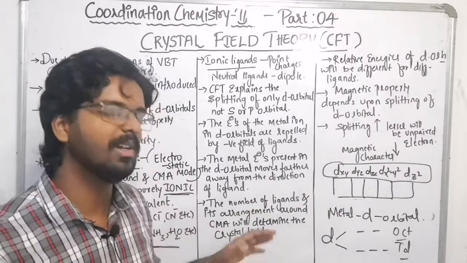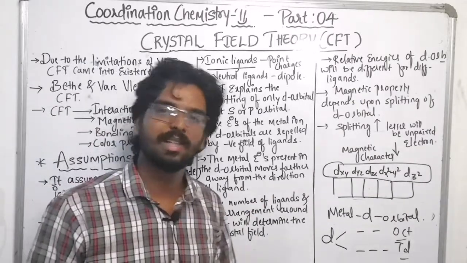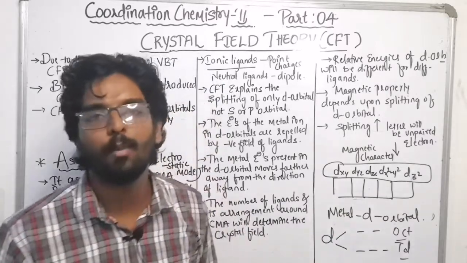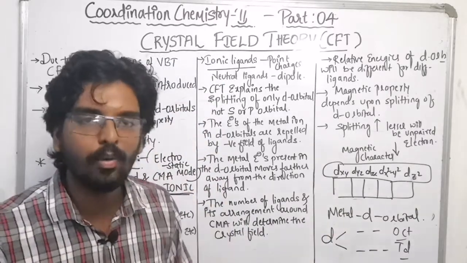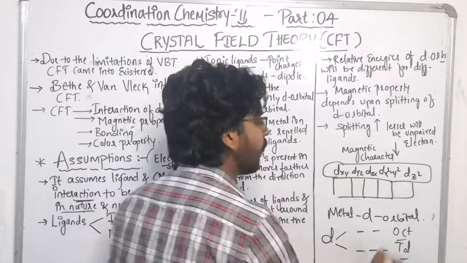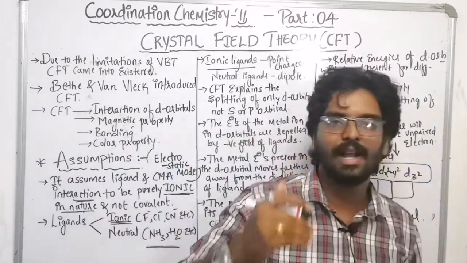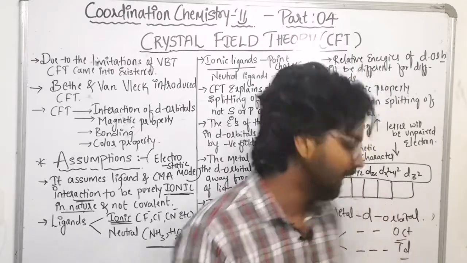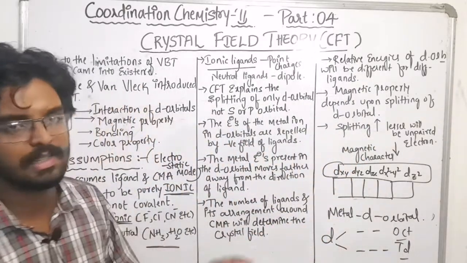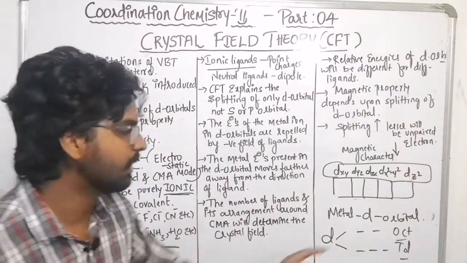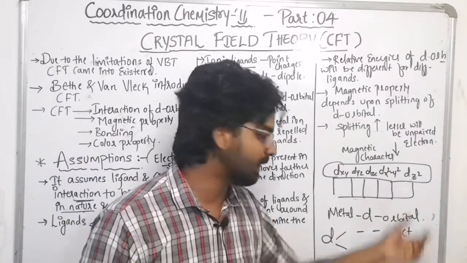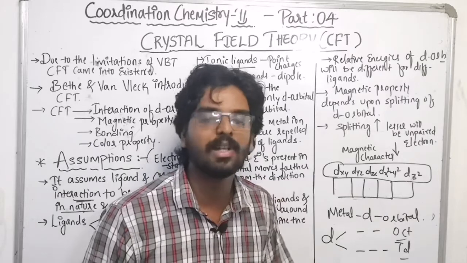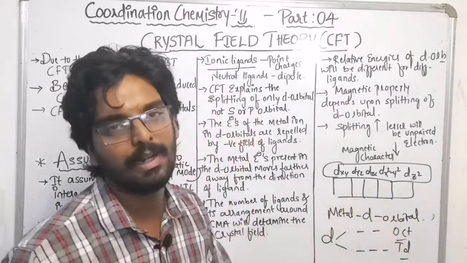So now we are only discussing the assumptions. In the next part we will discuss the splitting of the d orbital in a proper way: why, how, and which orbitals act as a higher energy level and lower energy level. As of now, let us consider that CFT explains the splitting of the d orbital, but the splitting depends upon the crystal field. All those things will be learnt in the next part.